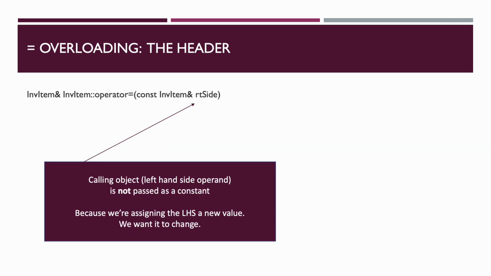And in the expression item1 = item2, item1 is the left hand operand. Since we want item1 to receive the value from item2, we need to modify item1. This is why the left hand operand is not constant. We need to change it to reflect the assignment.